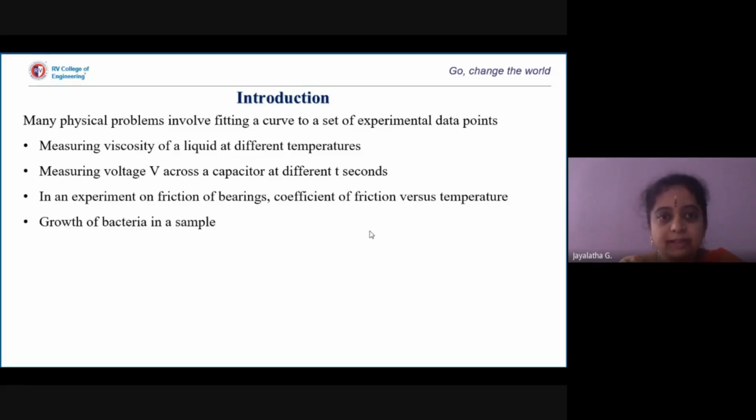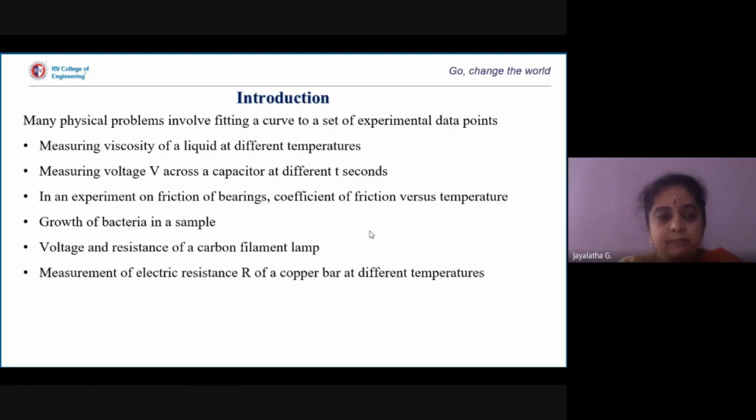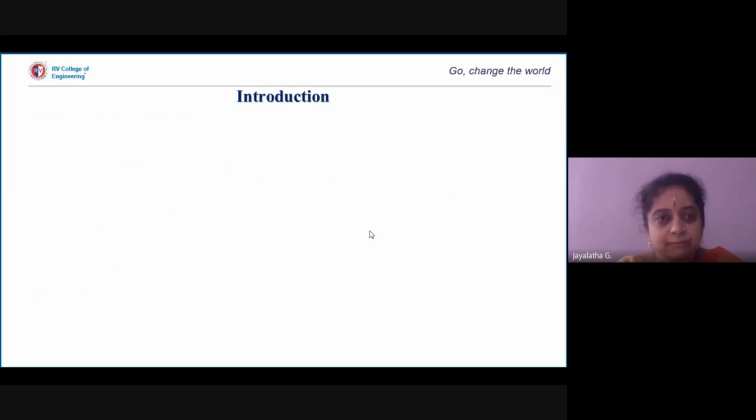It could be growth of bacteria in a sample, or voltage and resistance of a carbon filament lamp, or it could be measurement of electric resistance R of a copper bar at different temperatures. It could be measurement of load and deflection in a simply supported beam. This corresponds to every branch of engineering. I suppose I've covered civil, electrical, telecom. Of course, the whole of machine learning data analysis is the field for computer science and information science engineers, chemical engineers, biotechnology engineers, and so on.